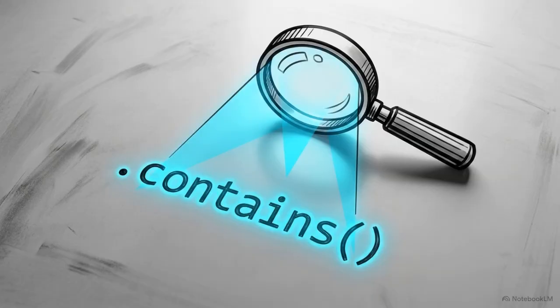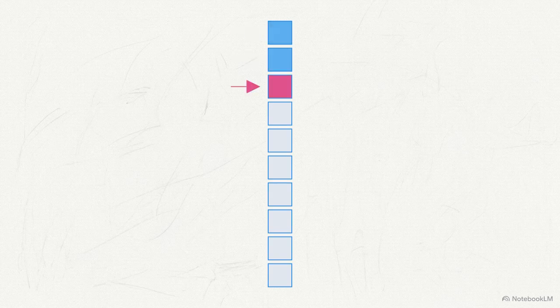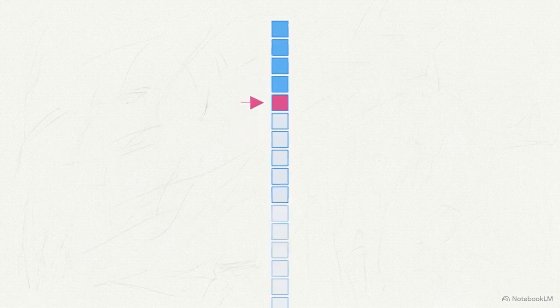To understand the lag, we need to look at how an array executes a basic search command, like .contains. An array is forced to search sequentially. It starts at the first box and checks every single item, moving from top to bottom.